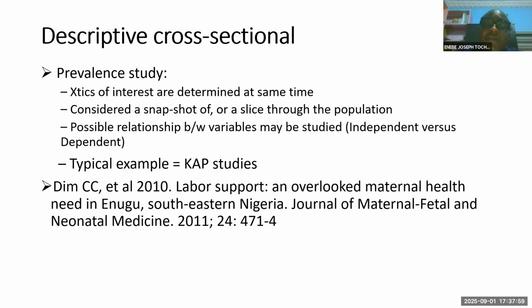Now you also have descriptive cross-sectional studies and analytical cross-sectional studies. Here, descriptive means probably, most of the time, prevalence studies. Characteristics of interest are determined at a time. It's just considered as a snapshot. You are just taking a snapshot or a slice through the population looking for particular characteristics. In the analytical type, possible relationships between variables are studied. So this is why you now say the independent and dependent variables are related or not related.